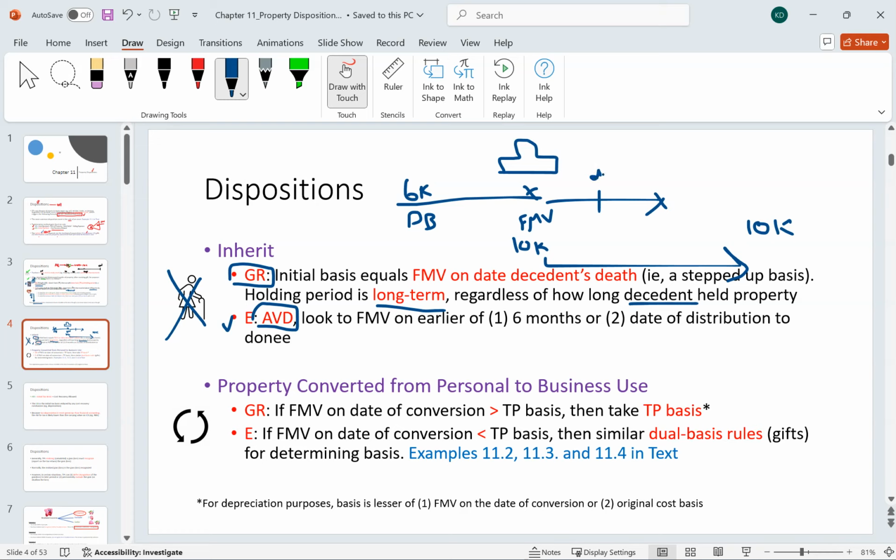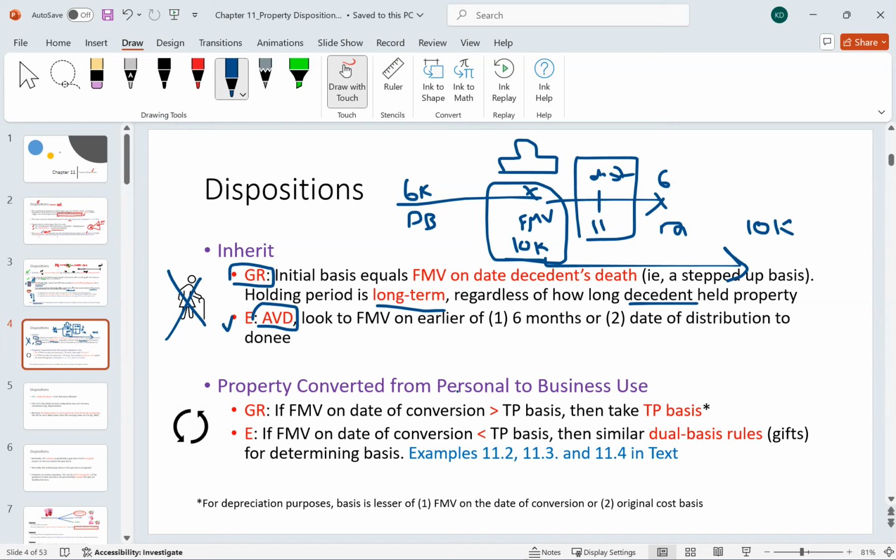So maybe the property was distributed here. It was worth 11 grand. 6 months later, that car was worth 12, right? Well, in this case, if you elected the alternative valuation date, what's the earlier of 6 months or the distribution date, right? The earlier is 11,000. That would be your basis. But this is by election. It's not required. In this case, you might want to consider using just the general rule on there.